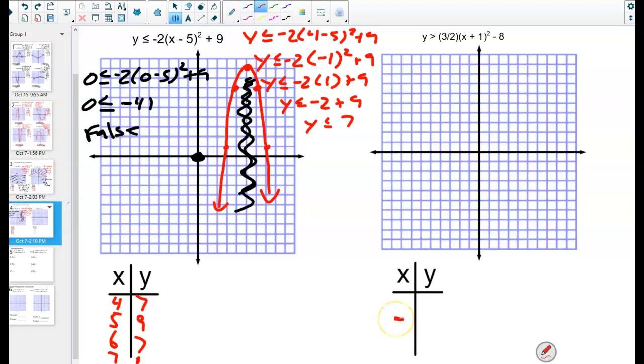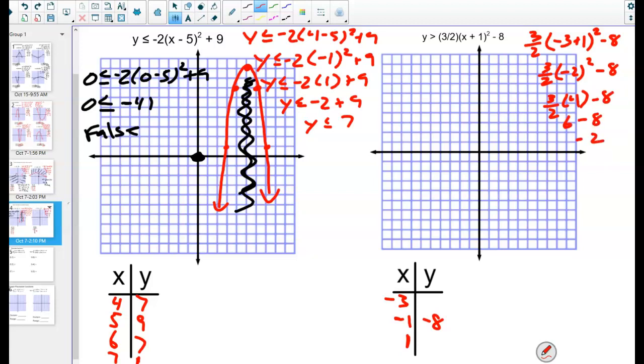So my vertex is going to be negative 1, negative 8. Since my denominator is 2, I'm going to count down by 2, I'm going to count up by 2. 3 halves times negative 3 plus 1 squared minus 8. 3 halves times negative 2 squared minus 8. Negative 2 squared is a 4. 3 halves times 4 is 6, minus 8, and we get a negative 2. So I get a negative 2 here and a negative 2 here.